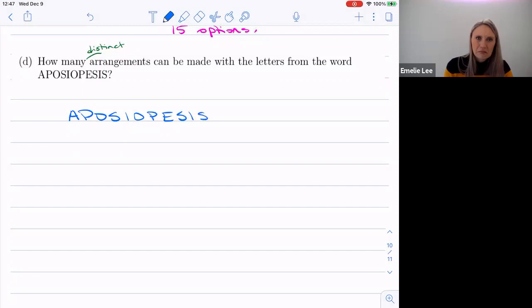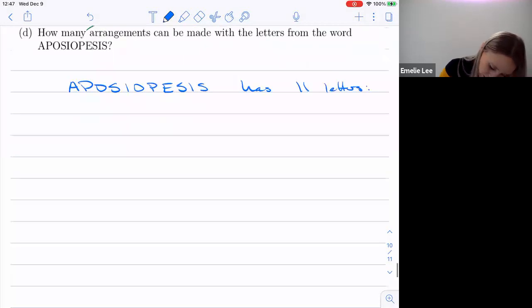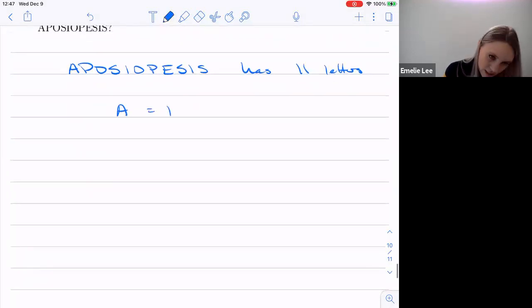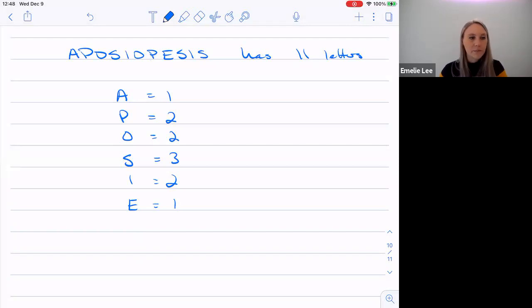Aposiopesis has 11 letters. A is in there 1 time, P is in there 2 times, O is in there 2 times, S is in there 3 times, I is in there twice, E is in there once.